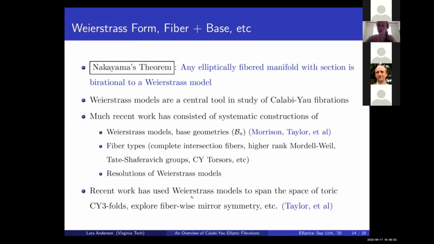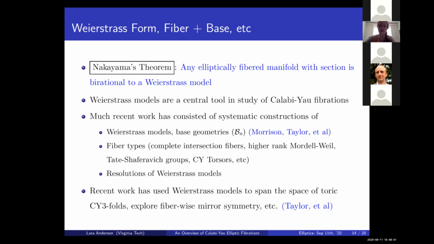Weierstrass models are a central tool in the study of Calabi-Yau fibrations. And again, the big win for extracting physics is that you can break your manifold into pieces, fiber and base over each point. You can characterize which base geometries can arise. You can characterize how the fibers can degenerate, over what codimension in the base, how singular they can get, and what types of degenerations and completions you can write down. And a lot of work has used these simple descriptions of elliptic fibrations to span a huge range of different topological types of Calabi-Yaus and describe what's possible.